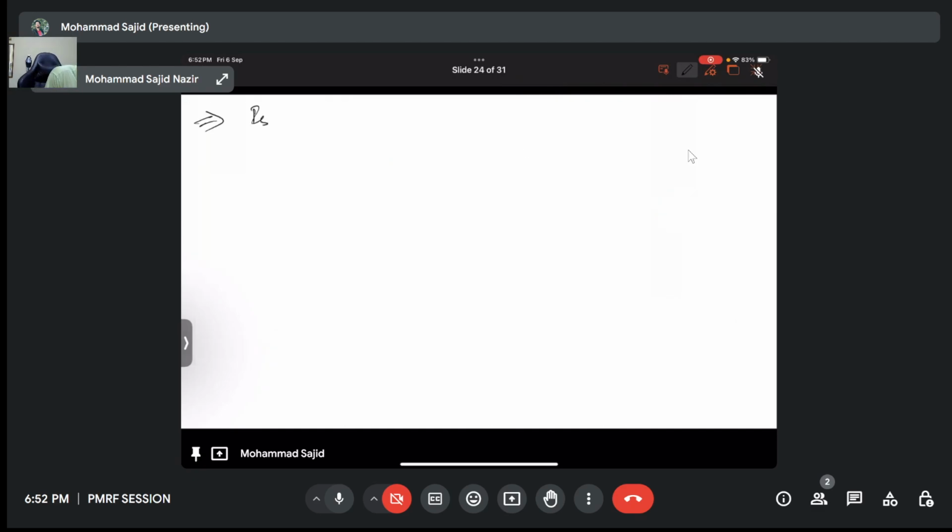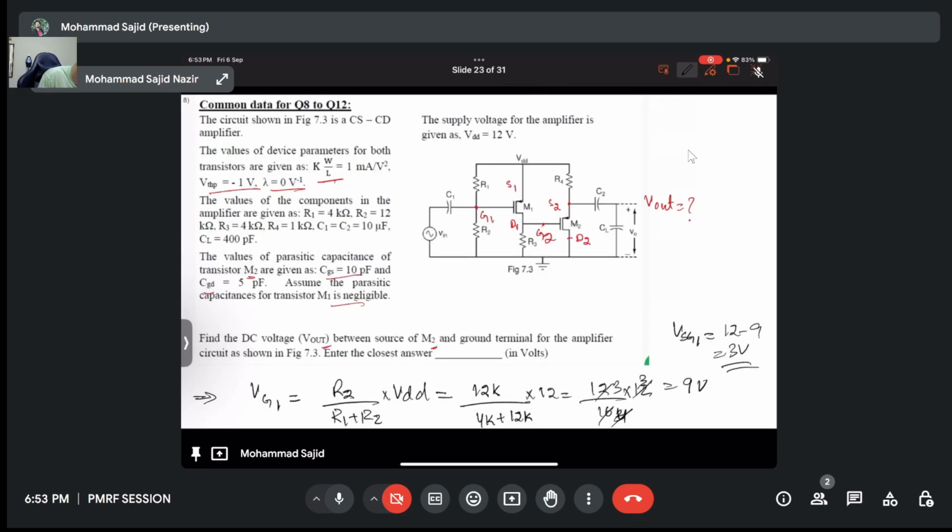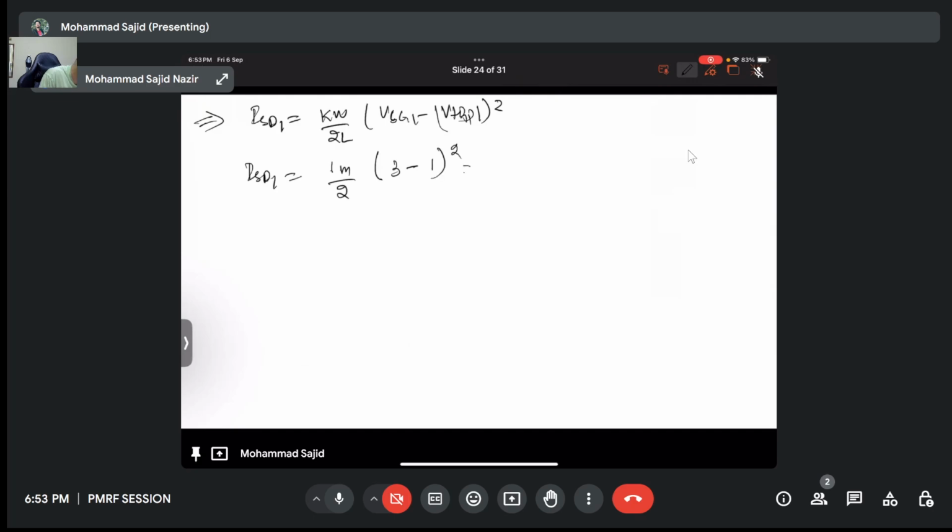We can calculate ISD1 as kW by 2L, VSG1 minus VTH whole square. So ISD1 is, with kW by 2L being 1 milli, 1 milli by 2 multiplied by 3 minus 1 whole square. VTH is 1, magnitude is 1. So it will be 4 milli by 2. It is 2 milli. So this is the current flowing through the transistor.